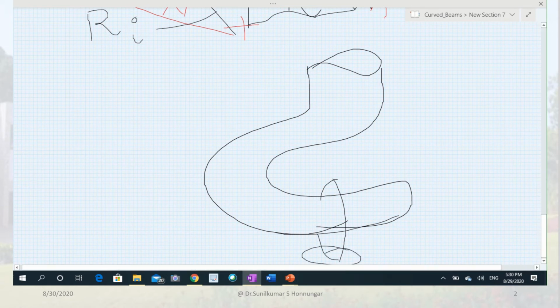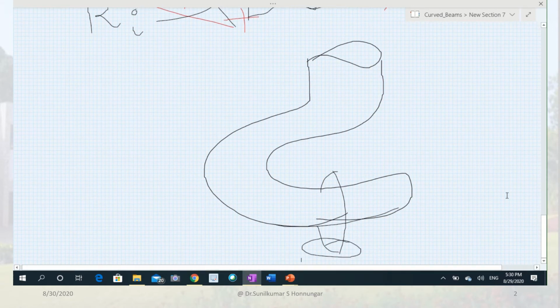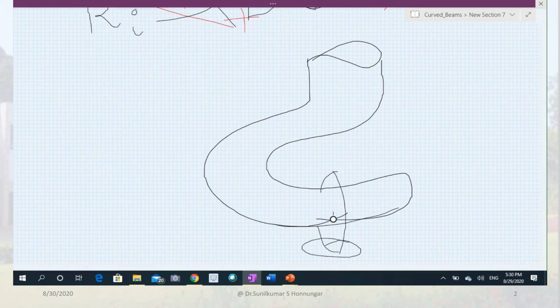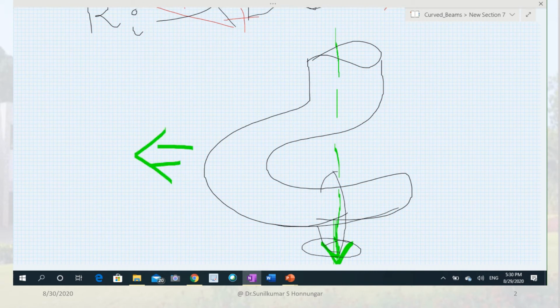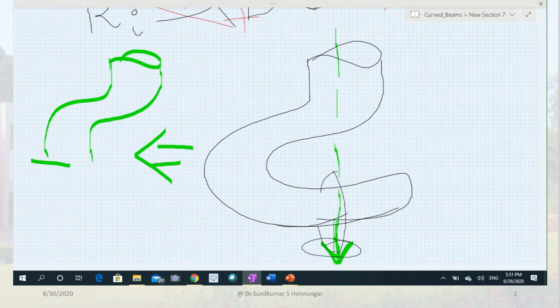In a nutshell, I'll take another color. We will consider this as some force acting downwards, generally all along the axis of the hook. Of course I will be narrating again while solving the problems. So I'll draw the free body diagram. I'll just take a section.